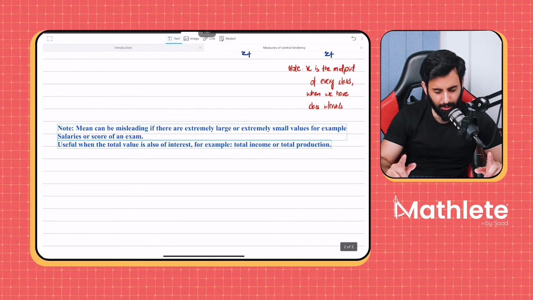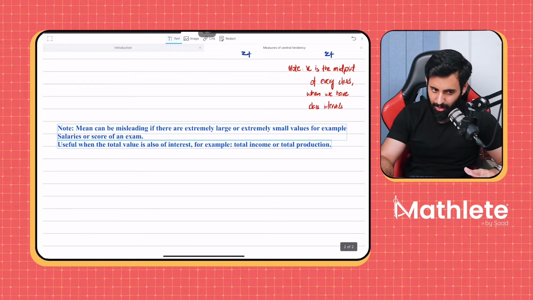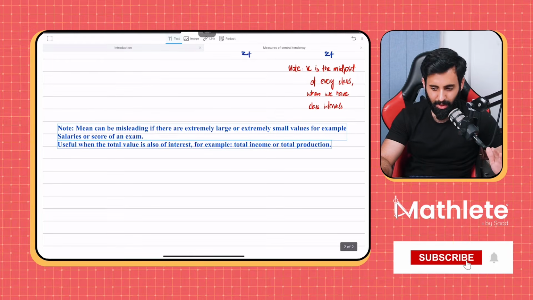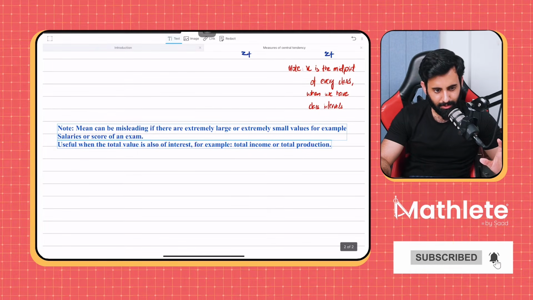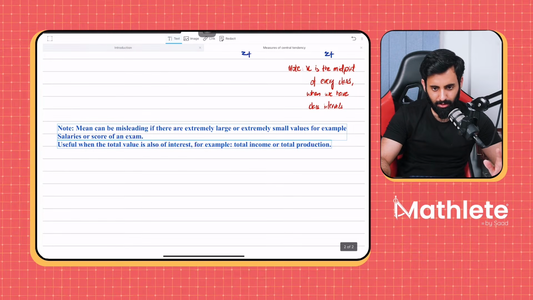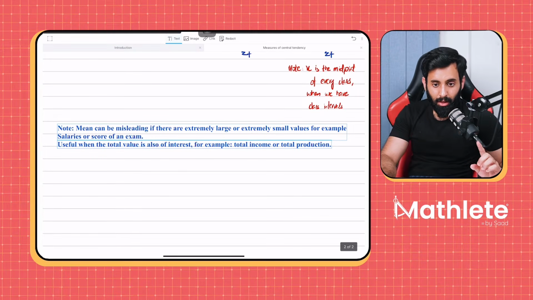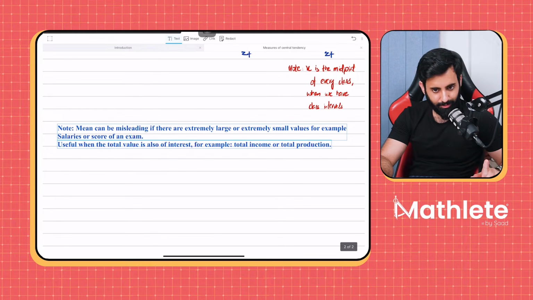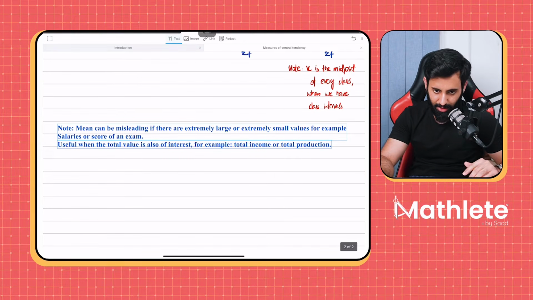Now, if you have extremely large and extremely small values, we've seen that mean can be misleading. But what would be the correct measure of central tendency? What would be the correct measure to interpret that data? It's not mean. We've seen that. What else? Nope, not the mode. Actually, it will be the median. Yes, the median is preferred when you have extremely large and extremely small values. We'll see why in a minute.